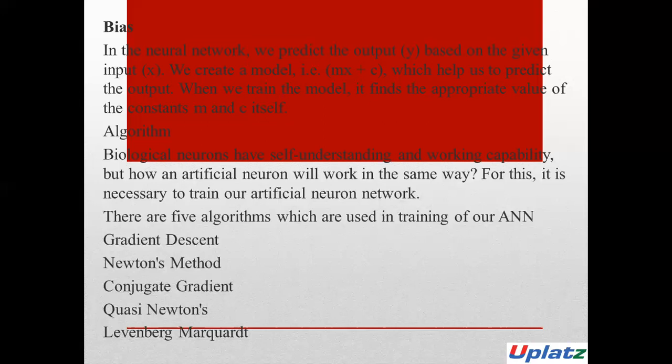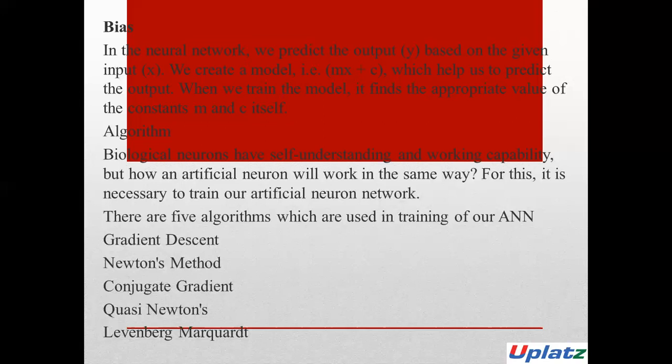Then the algorithms. Algorithms are required in the neural network. The biological neurons have self-understanding and working capability, but how will an artificial neuron work in the same way? For this, it is necessary to train an artificial neural network. For this purpose, there are some algorithms used. Each algorithm has a different way of working. I'm showing you some very important algorithms which are used in training of the ANN.